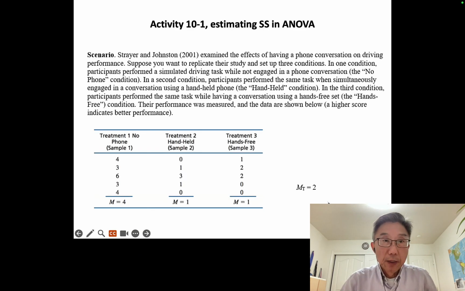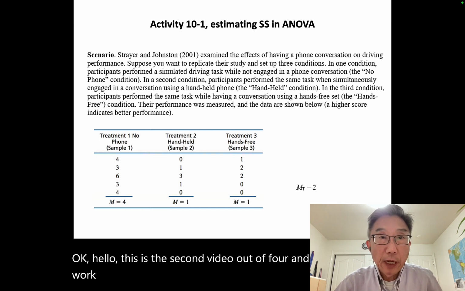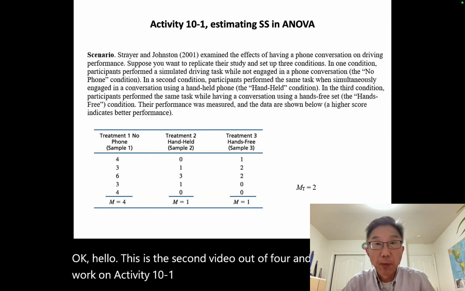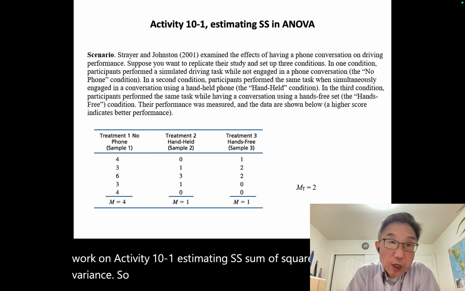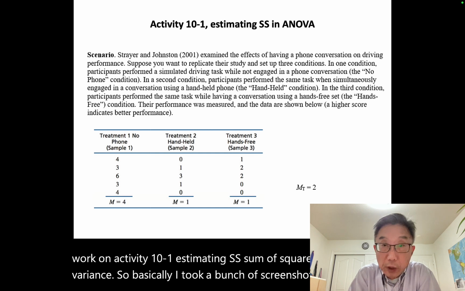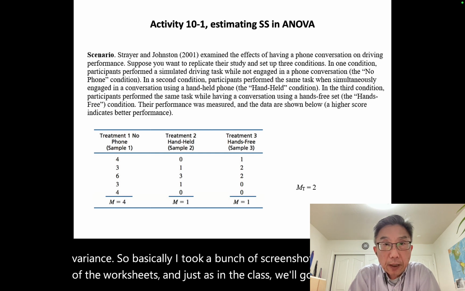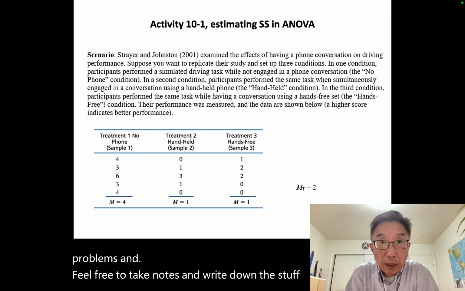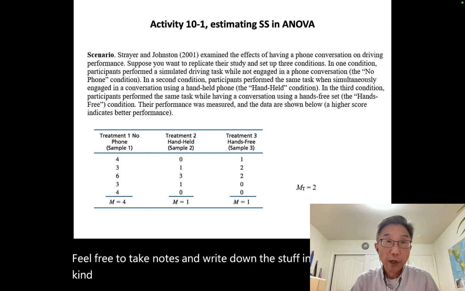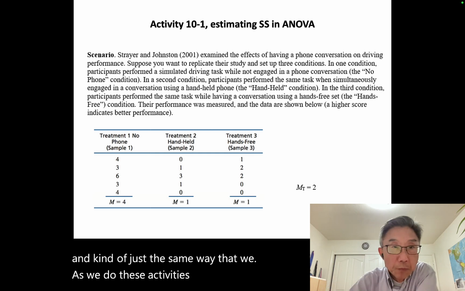Okay, hello. This is the second video out of 4, and we're going to work on activity 10-1, estimating SS, sum of squares in analysis of variance. Basically, I took a bunch of screenshots of the sections of the worksheets, and just as in class, we'll go over these problems. Feel free to take notes and write down the stuff in the video, the same way we do these activities in the classroom.